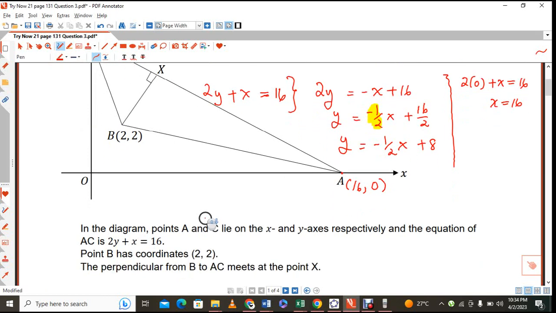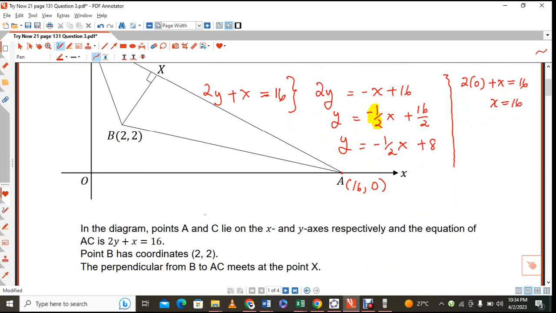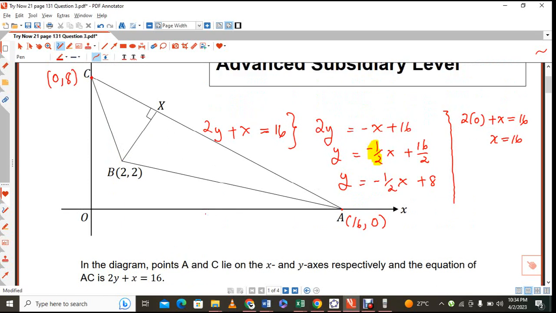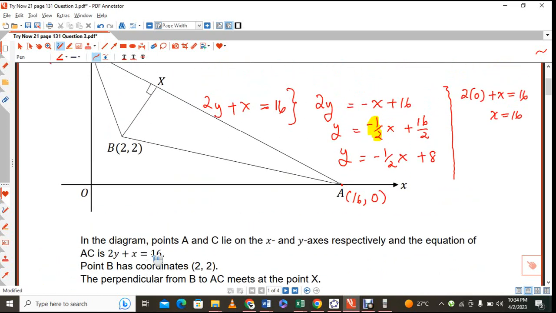Okay, B has the point (2, 2). The perpendicular from B to AC meets at X, and we have to find the coordinate of X. So first, let's write down what I have so far. I have the equation y equals minus 1/2 of x plus 8. And why is this so important? Well, because of the perpendicular from B to AC, there's something about that gradient.